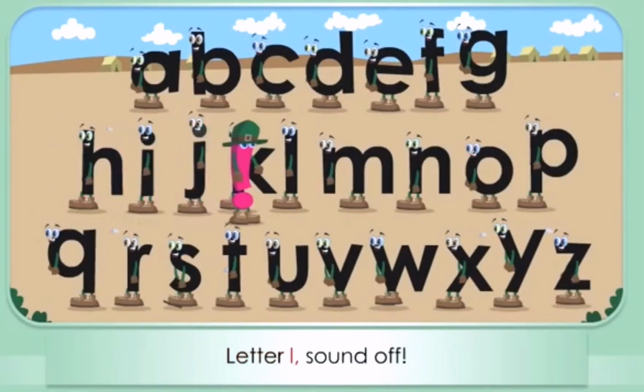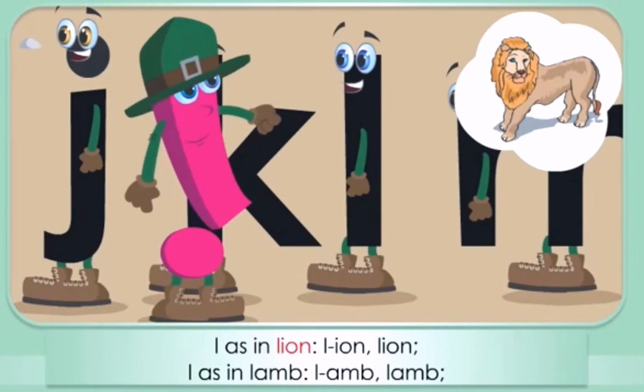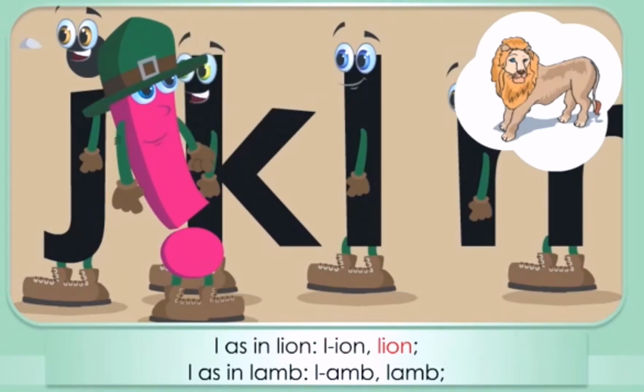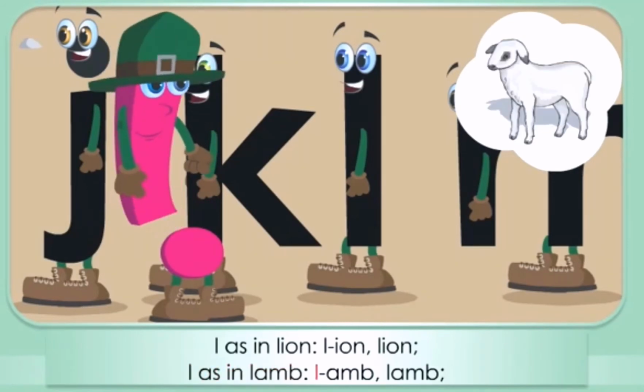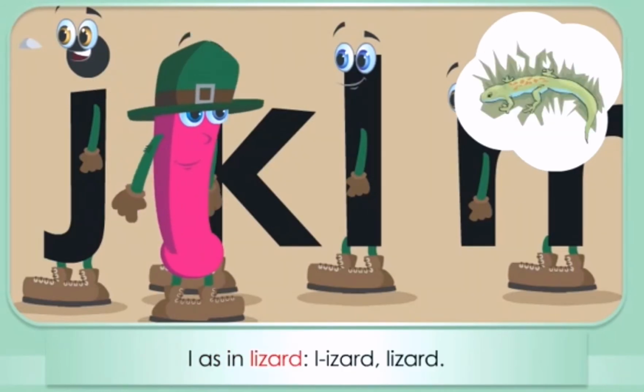Letter L. Sound off. Sir, I'm the letter L. I am a consonant. I make the L sound. L, as in lion. L, ion, lion. L, as in lamb. L, amb, lamb. L, as in lizard. L, izzard, lizard.